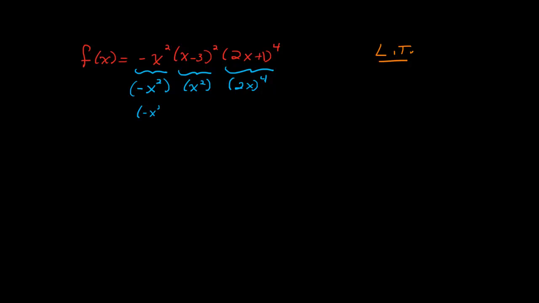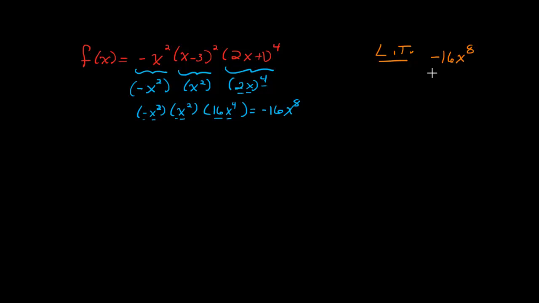This still gives me -x². This gives me +x². 2 to the 4th gives me 16x to the 4th power, because 2 times 2 is 4, times 2 is 8, times 2 is 16. We have to raise both 2 and x to the 4th. Since I am multiplying similar bases, I can add their exponents. I have a negative, a positive, and a 16. Multiplying those together, I get -16. x² times x² gives me x to the 4th, times another x to the 4th gives me x to the 8th. So my leading term here is going to be -16x to the 8th.